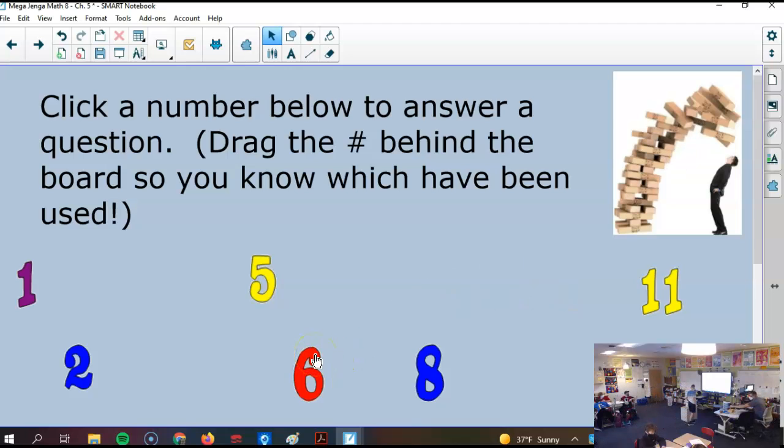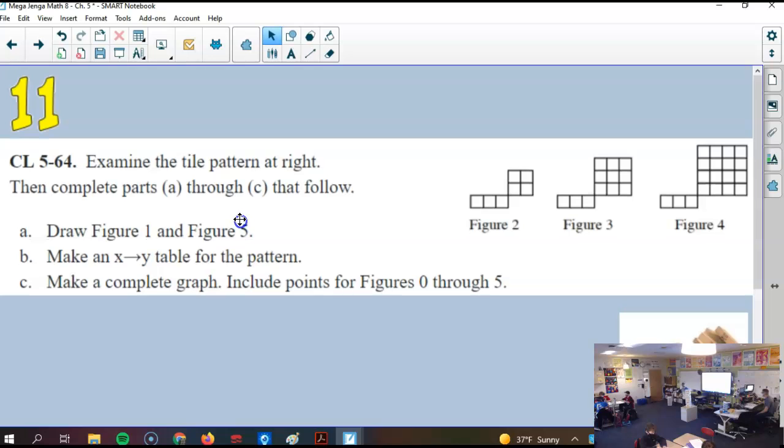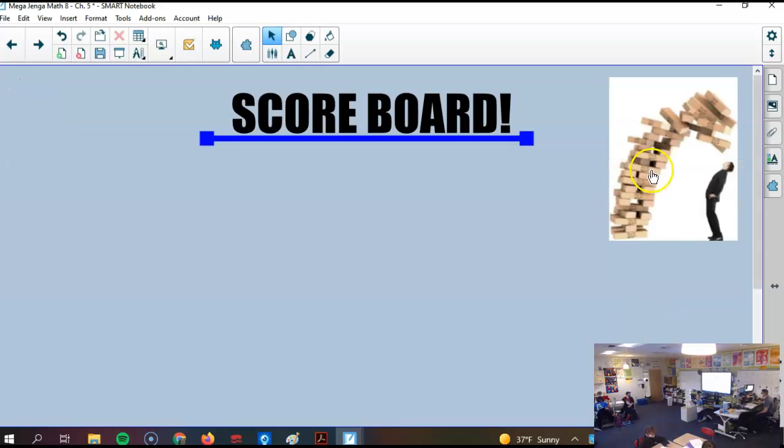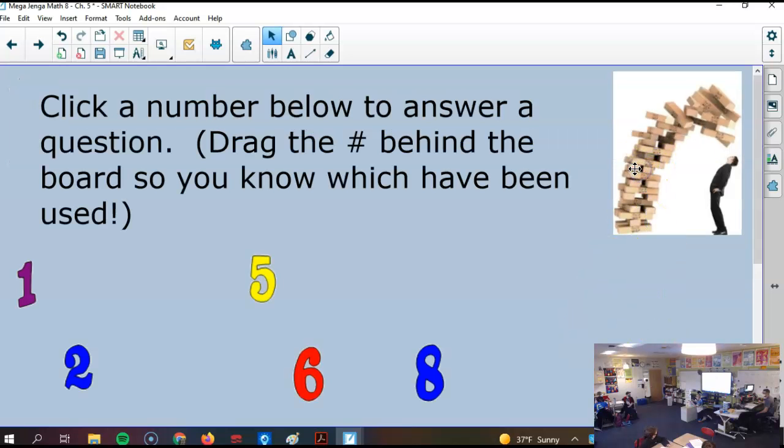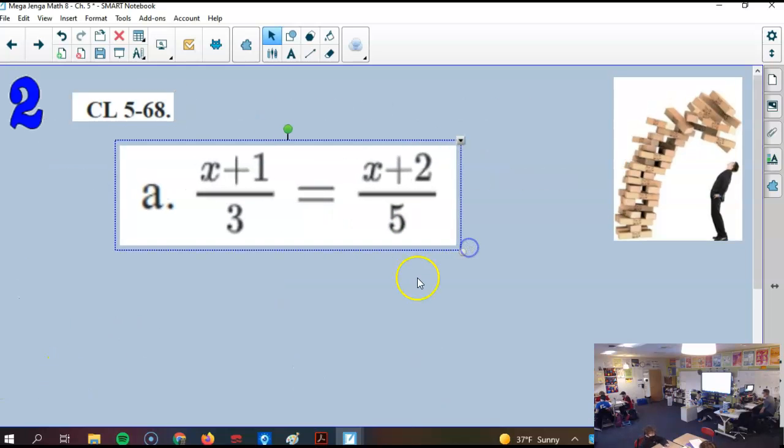Walter, give me a number. 11. So actually, I didn't realize earlier, we can't really do this as part of the review game, because there's really no answer to it aside from, are the figures correct? But I know that all of us could. So I think I'm going to take 11 off of here. Pick a different one, Walter. 2. There we go. This one can be solved.